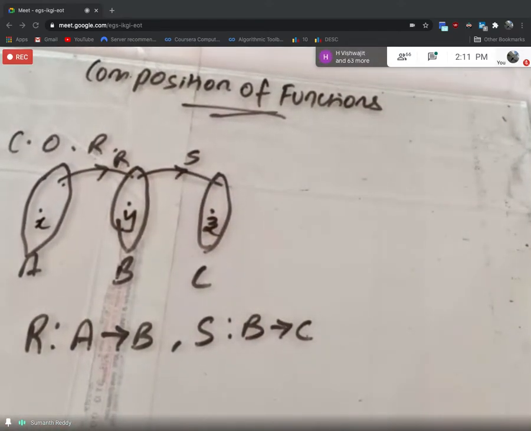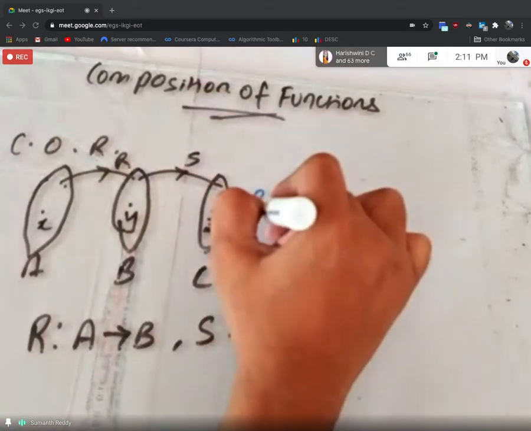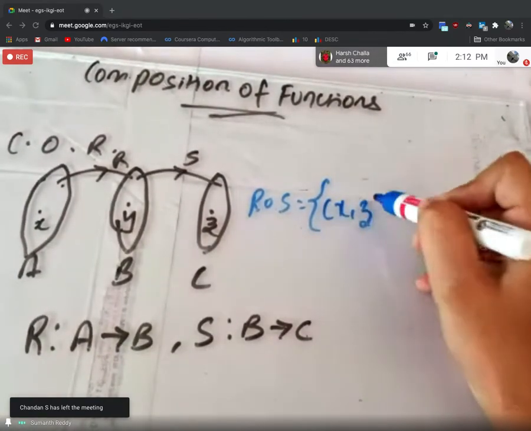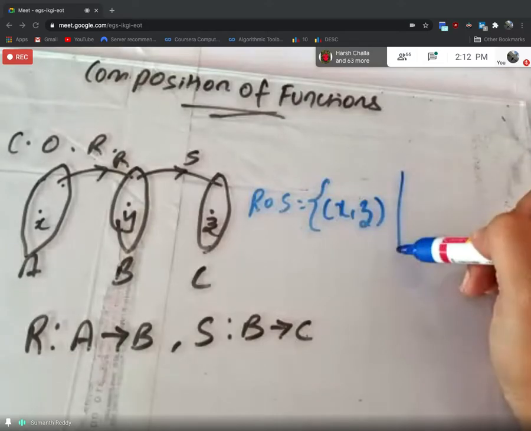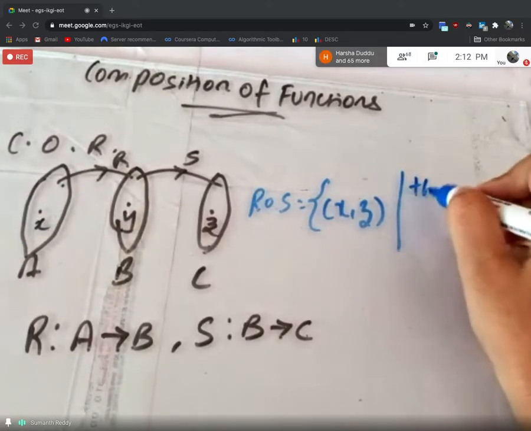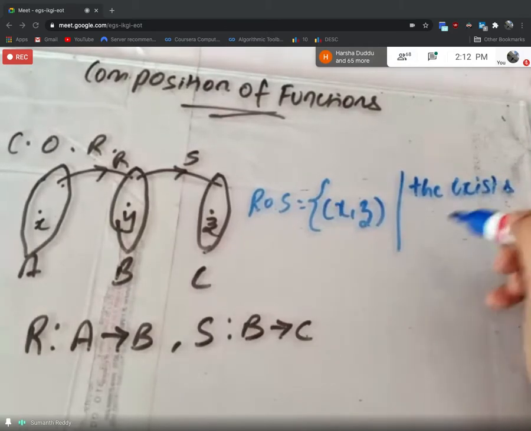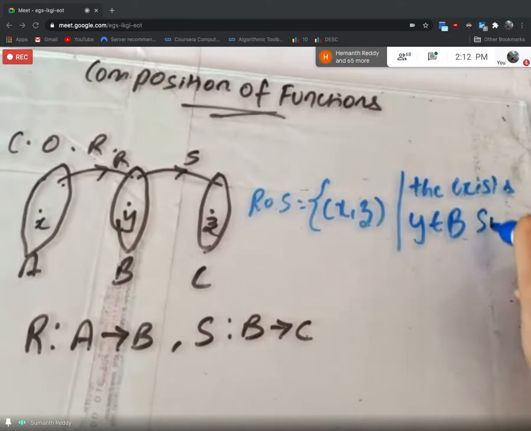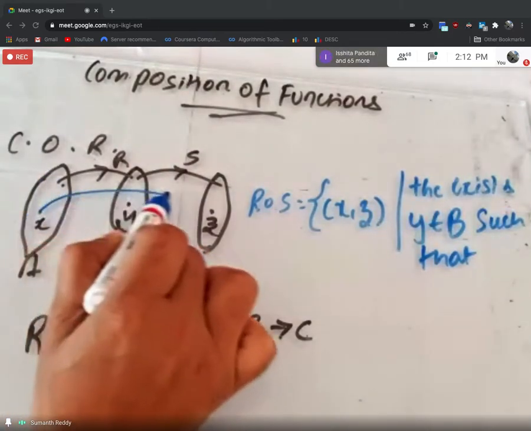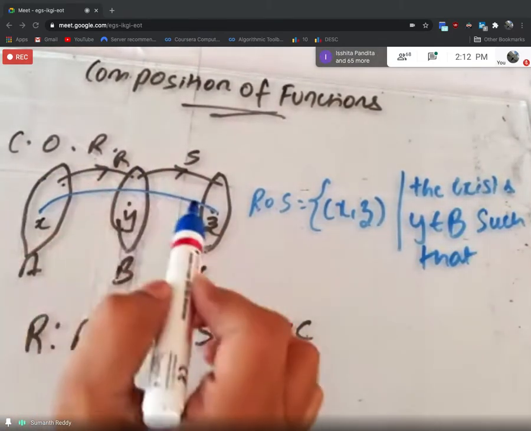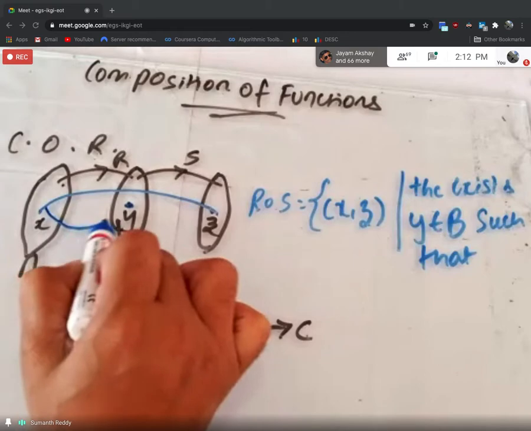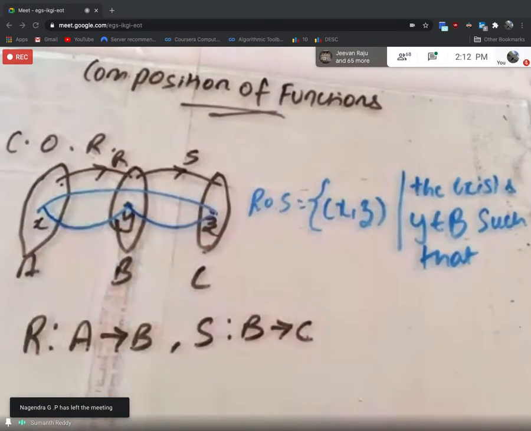Now, as per the definition of composition of relations, R composition of S will contain the ordered pair, say for example X comma Z. If I have to include this ordered pair, what is the condition that I have told? There exists one more element, say for example Y, that belongs to the intermediate set, that is set B, such that you can split this ordered pair. If X comma Z belongs to R composition of S, then there exists one more element Y that belongs to the set B, such that X comma Y belongs to R and Y comma Z belongs to S, right?